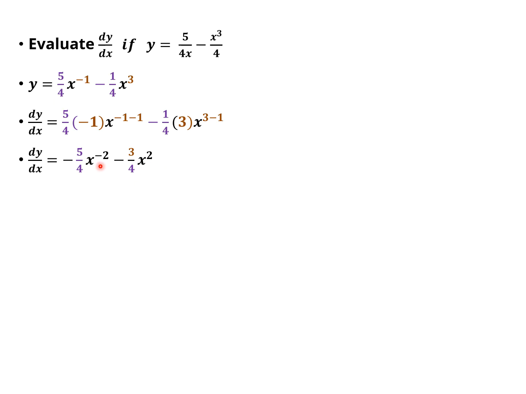All right, if I write this with a positive exponent, that would be negative 5 over 4x squared, minus 3x squared over 4. Right, so there I can take the x squared to the bottom and it becomes positive. Right, let's look at the next problem.